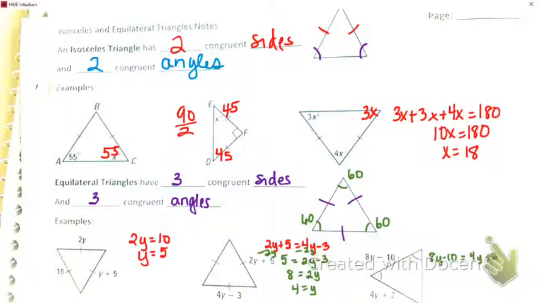Okay? And that's what gets a little bit tricky, because you've got to figure out, okay, what are they trying to tell me and how does that help me solve the problem? Okay? So subtract 4y on both sides and add 10 and then divide by 4.